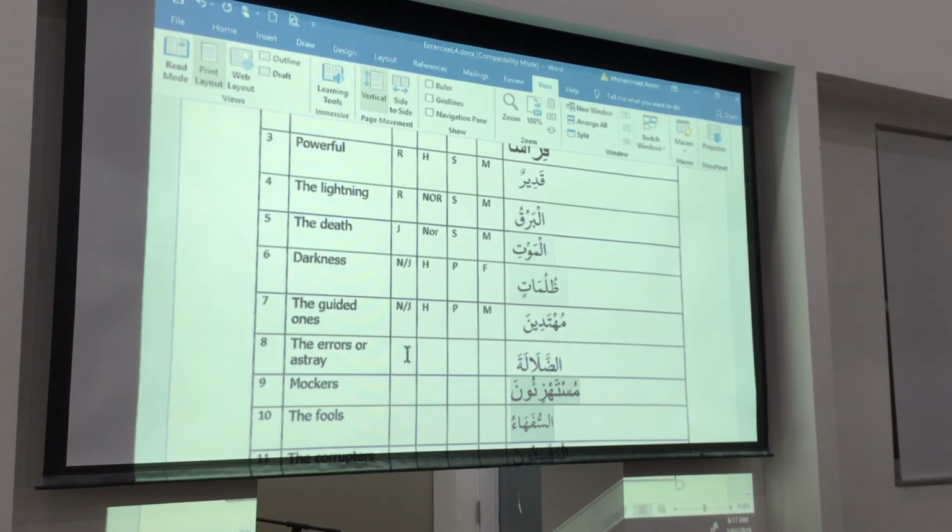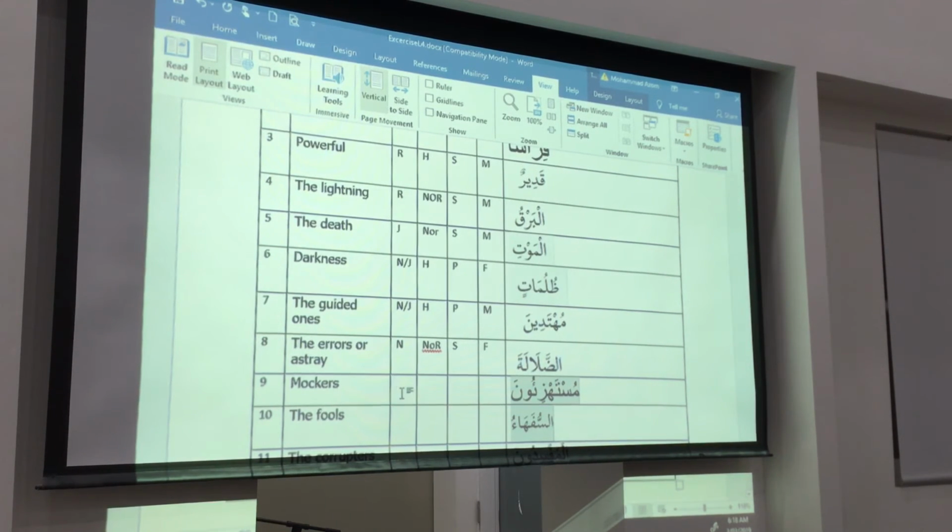Okay. Ad-dalalata. Is it nasab or jar or rafa? Dalalata means errors. Nasab, yes, you're right, it is nasab. Is it light or heavy? It does not matter, because the al is there. And in the fourth column, is it singular, plural, or dual? Singular, because of the ta marbuta. It's just like the muslimatun chart, the feminine chart, and obviously it's feminine because of the ta marbuta.